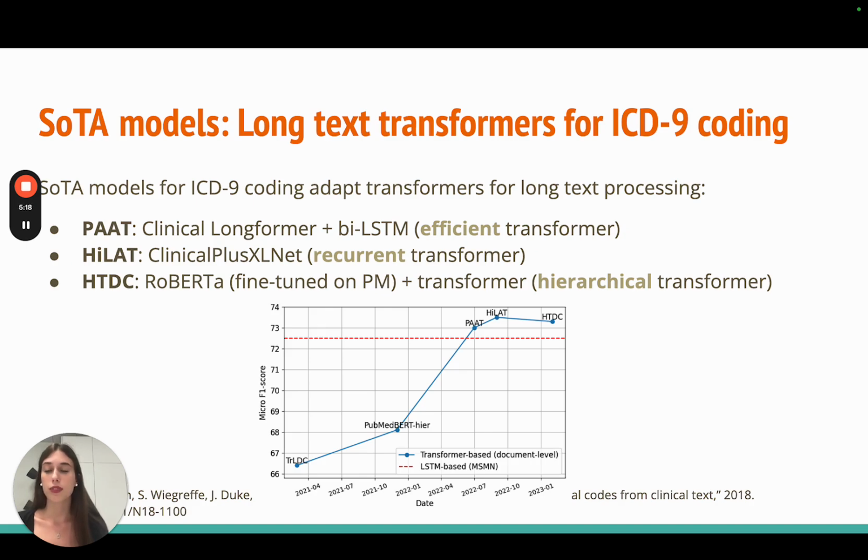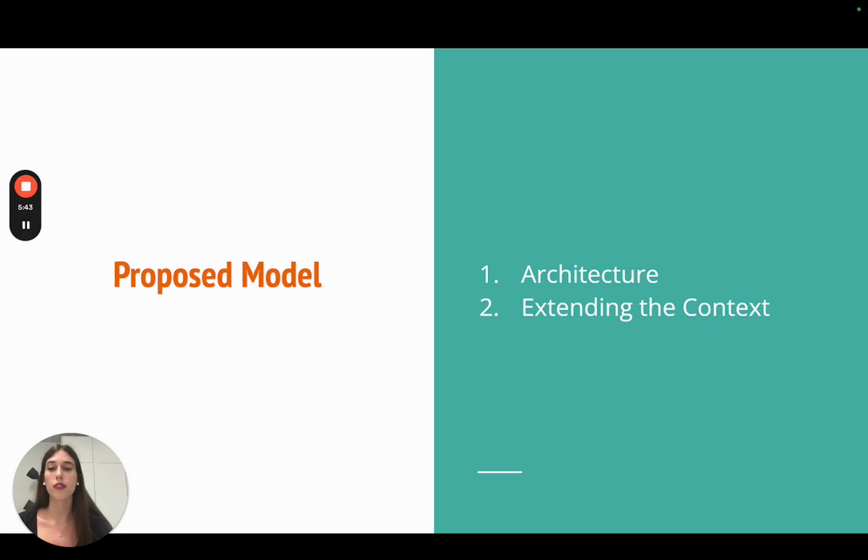Currently, some of the close to state-of-the-art models are long text transformers for ICD-9 coding. We have some examples of efficient transformers, recurrent transformers, and hierarchical transformers, which manage to overcome the 512 token limitation of current transformers. For our proposed task, we propose a custom model architecture which is tailored to this continuous prediction of ICD codes and uses causal attention to prevent attention to future notes during training.